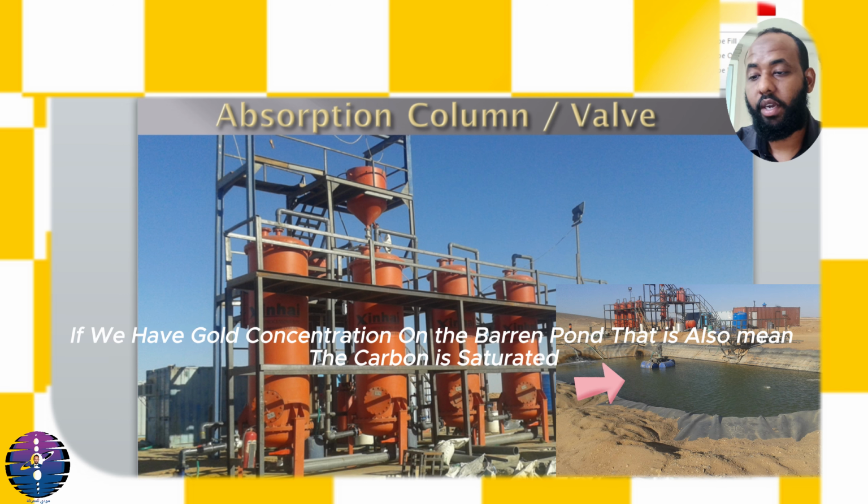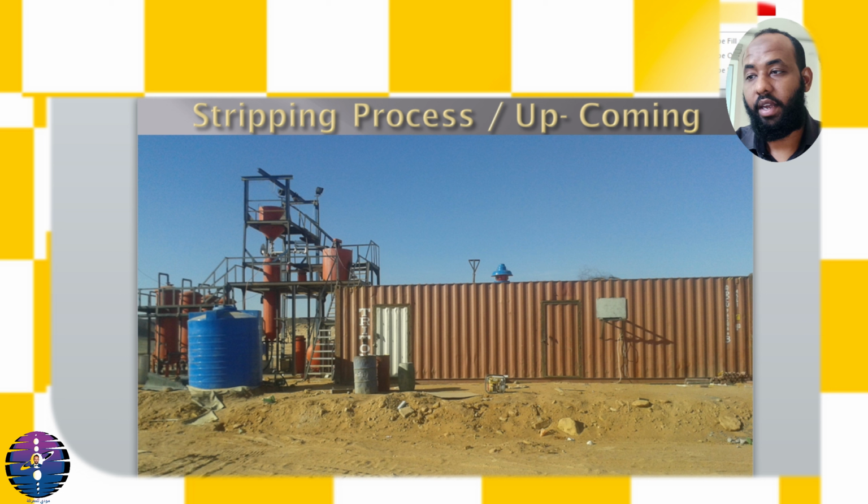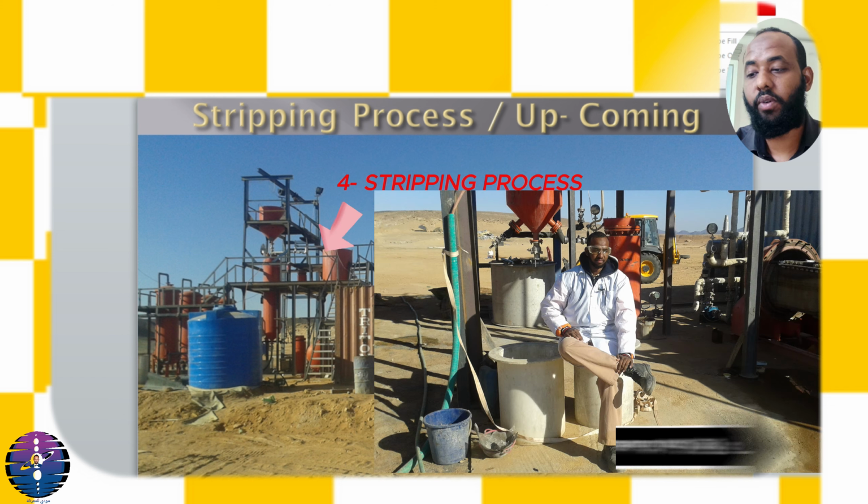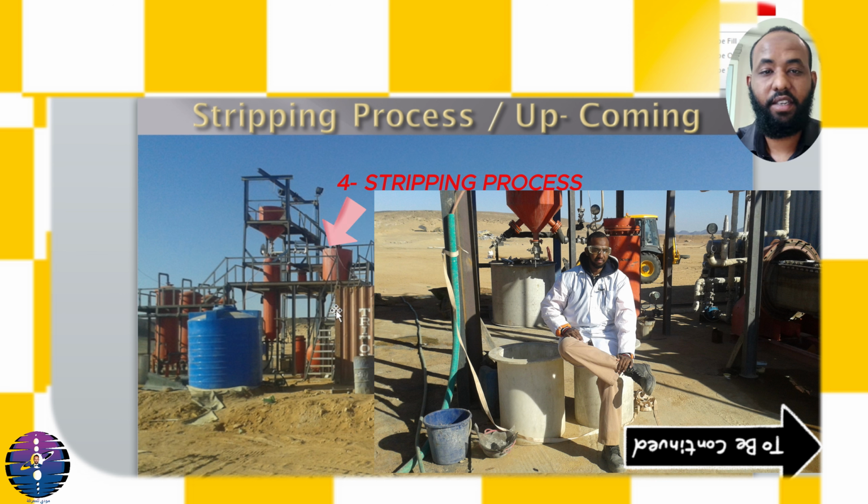Additionally, when the carbon is fully saturated, we observe gold concentrations in the barren pond, which should ideally contain only water and cyanide. After this stage, we proceed to unload the activated carbon, now saturated with gold, and move it to the fourth processing stage known as the stripping process, which we will explain in detail in the next video.